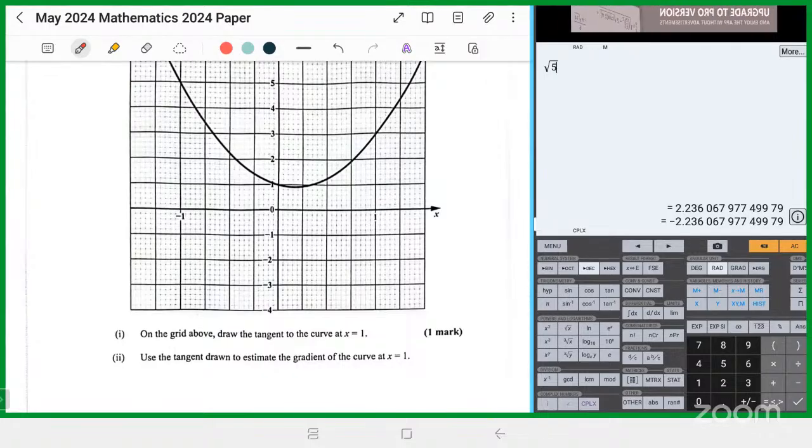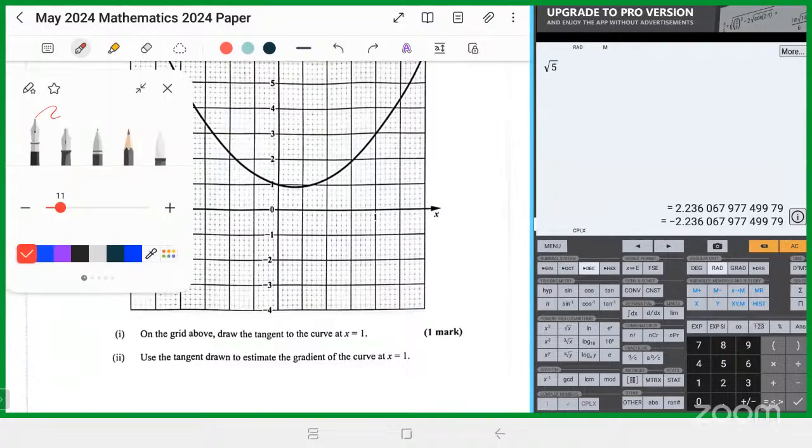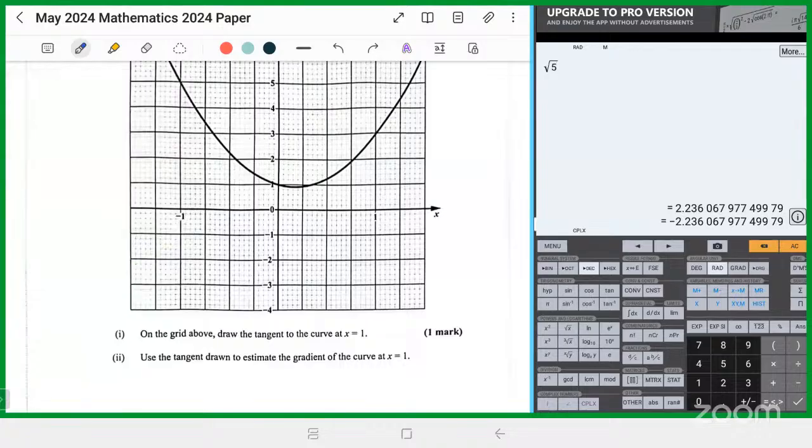Alright, we don't do this yet, guys. I'm going to leave out this part. We're going to do this at some later point, but we can still show you what they expected us to do, even though we don't do this topic yet. Let me just give you a quick explanation of what is happening here. They want us to draw the tangent at the point where x equals 1 on the graph.